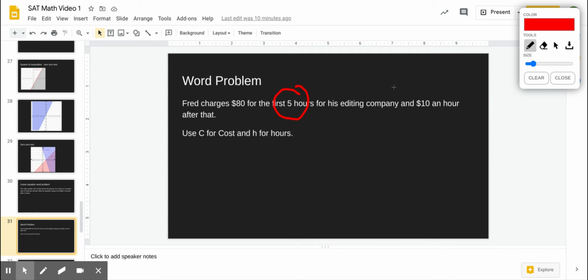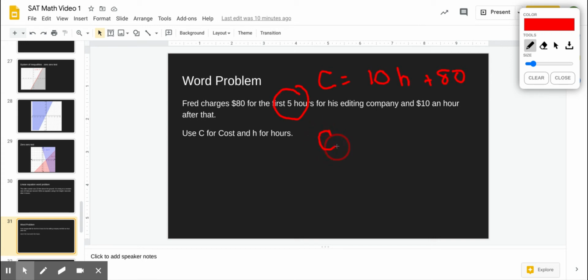So since the first 5 hours is just $80, we have to deduct those hours out. We can't just write it like this. We can't say the cost is going to equal 10H plus 80, by the way. No, we can't do that because that doesn't include the fact that for the first 5 hours, it was just a set charge. So we have to get rid of those 5 hours.